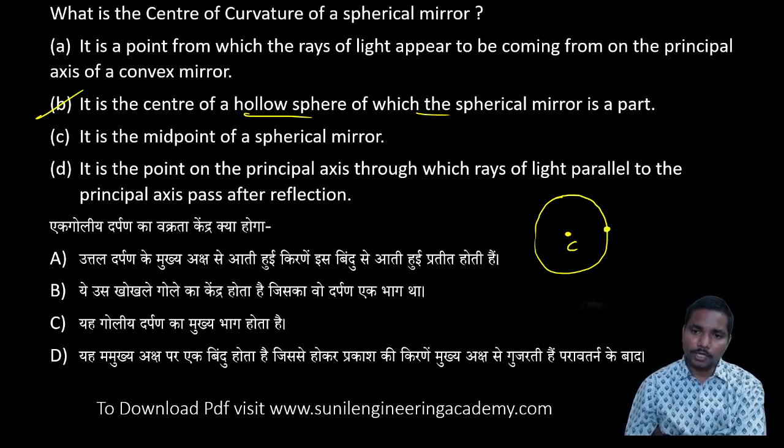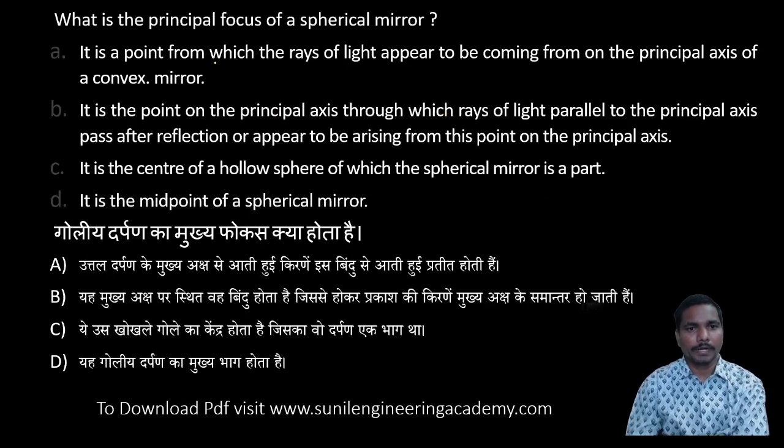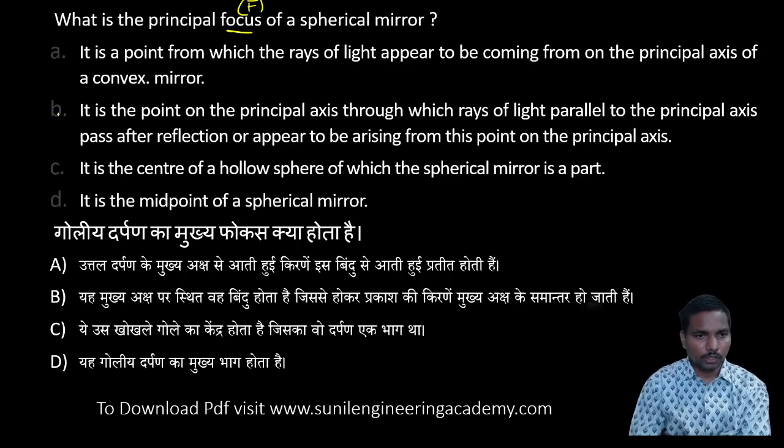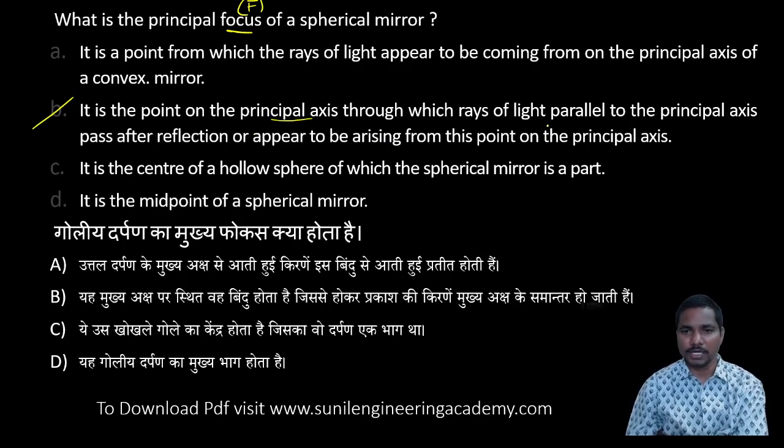And here we have the pole. Pole is nothing but from this part to this part. If it is the reflecting surface, the center of the reflecting surface is the pole. Okay. The principal focus F is nothing but a meeting point. It is a point on the principal axis through which rays of light parallel to the principal axis, after reflection, appear to be arising from this point. That is, you can say it is a meeting point.